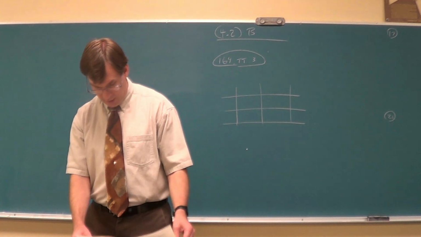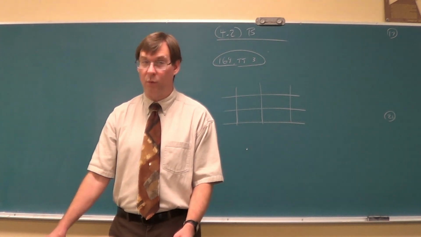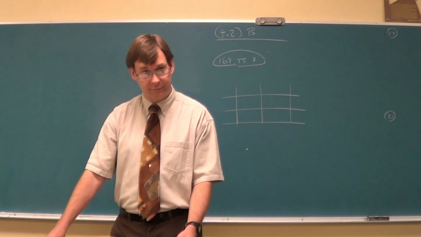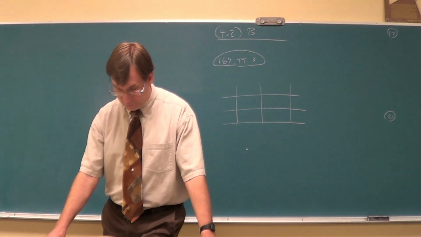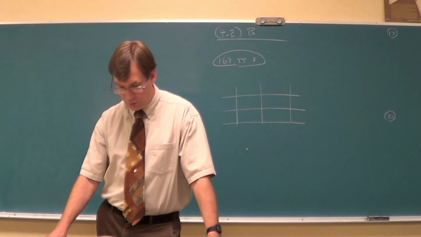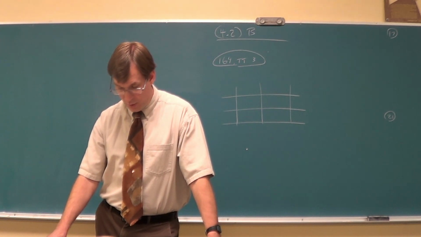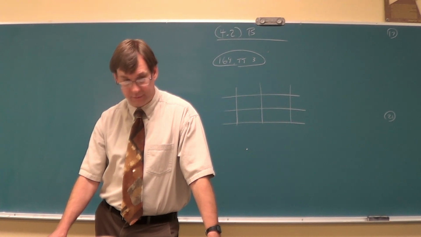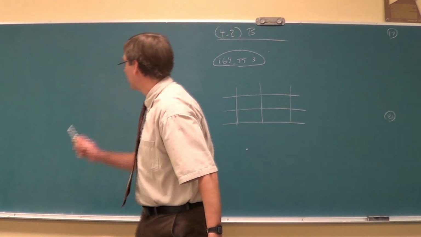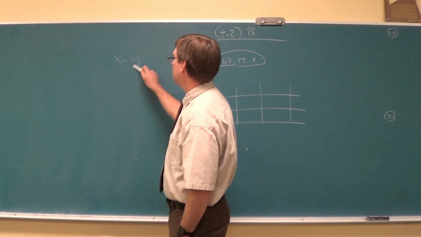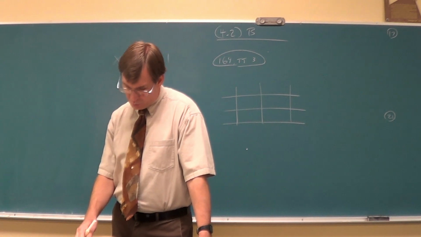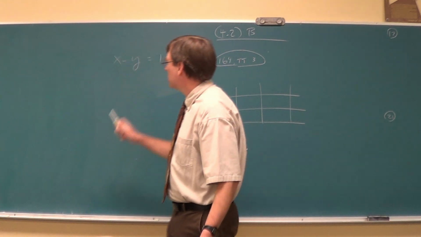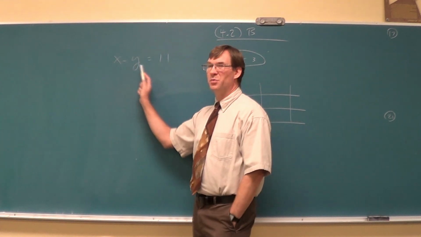Anybody else, anything to try to troubleshoot off of 167? I don't know how to set up 4, or probably not do it either. Okay, so for 4, when they say difference, we're going to subtract. So X minus Y equals 11. You okay with that? Then they say twice the smaller number. So which of these would be the smaller number?